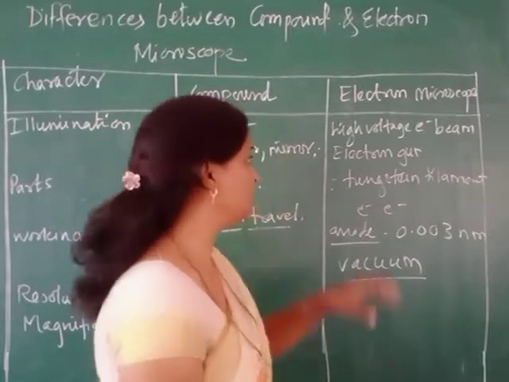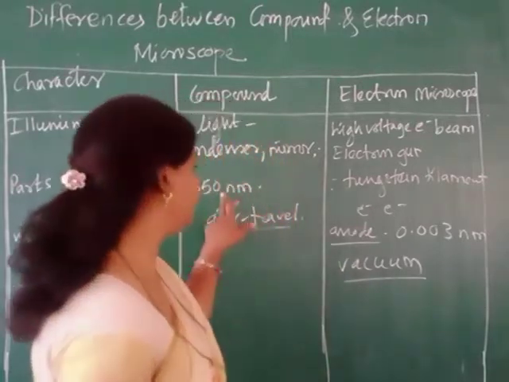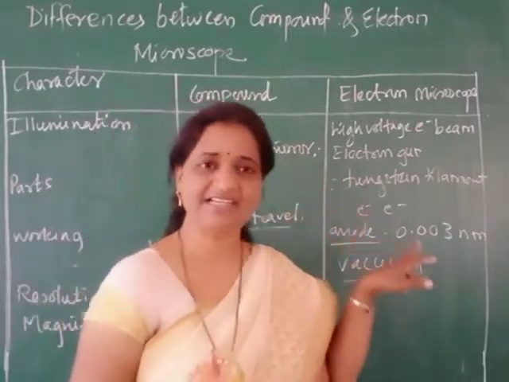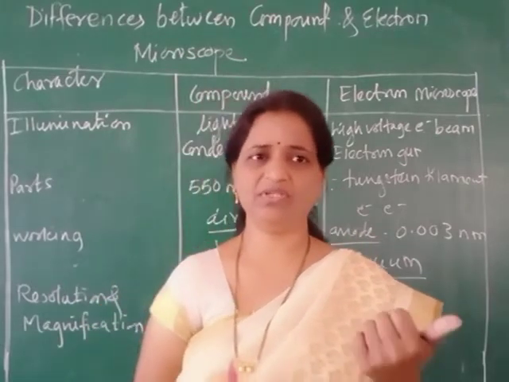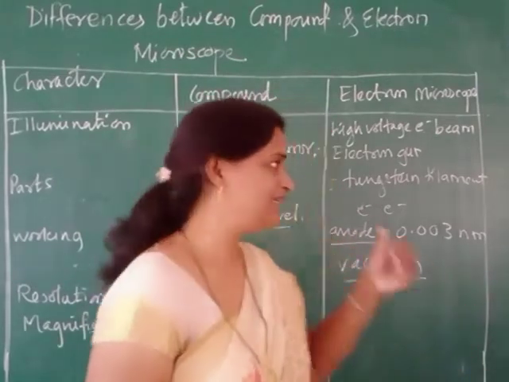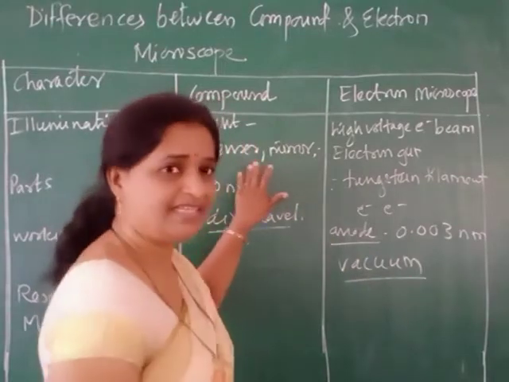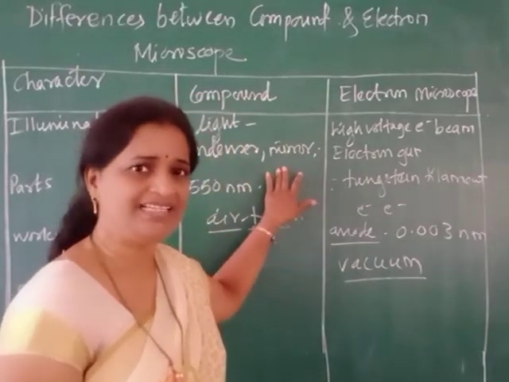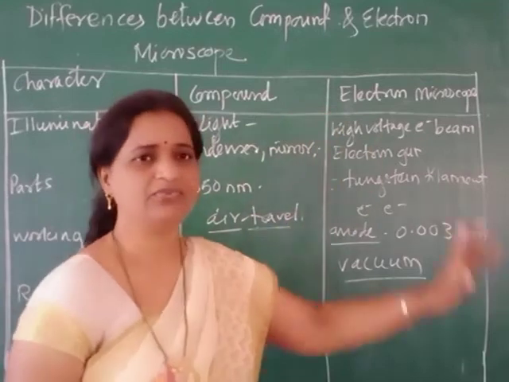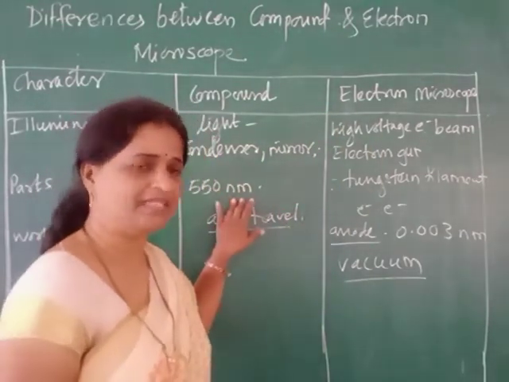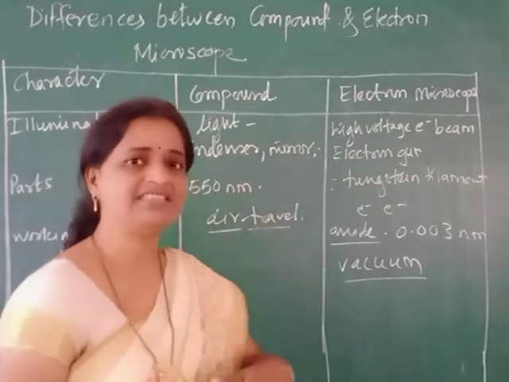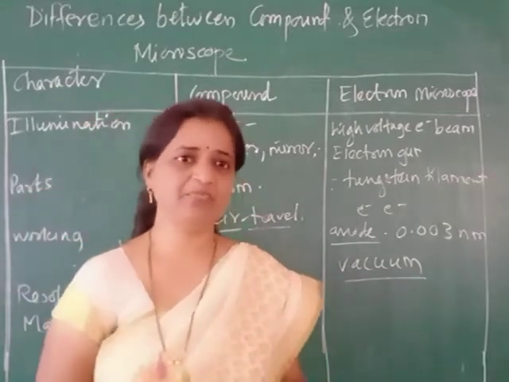In case of compound microscope, light is used having 550 nanometer. Light is generated from sunlight. You can use sunlight or you can use an electric LED bulb. In case of compound microscope, condenser and mirror gather that light, reflect the light, and that was focused on the specimen. Here light having wavelength 550 nanometer is used, and air is the travelling medium for the compound microscope.